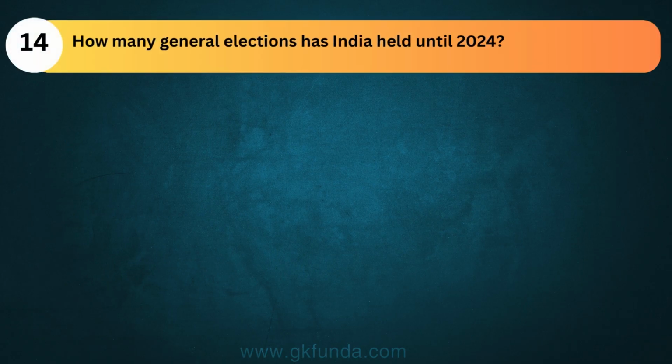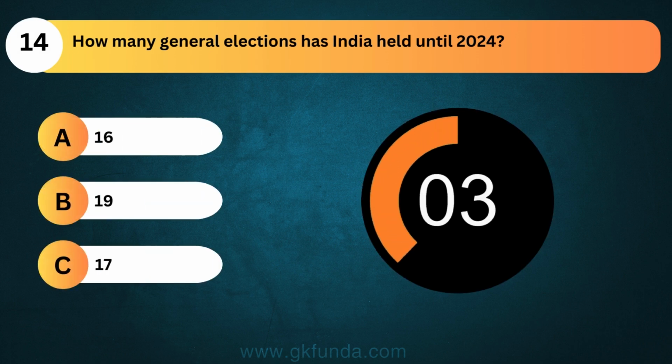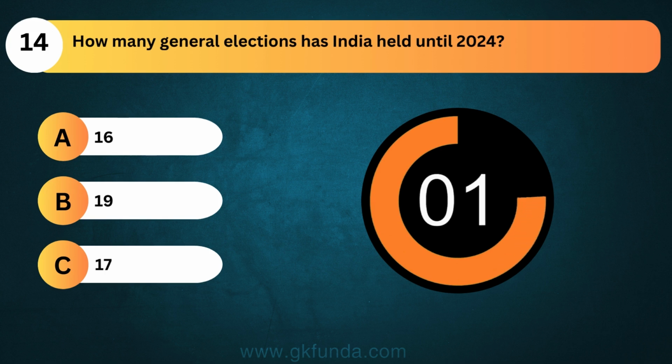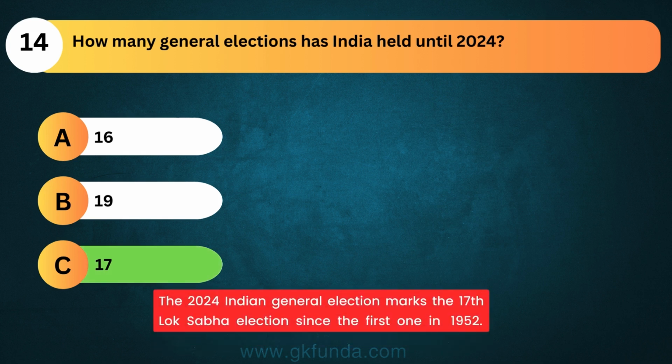How many general elections has India held until 2024? The answer is option C, 17. The 2024 Indian general election marks the 17th Lok Sabha election since the first one in 1952.